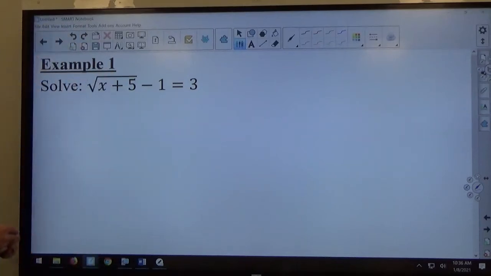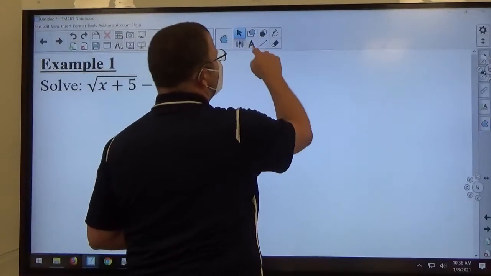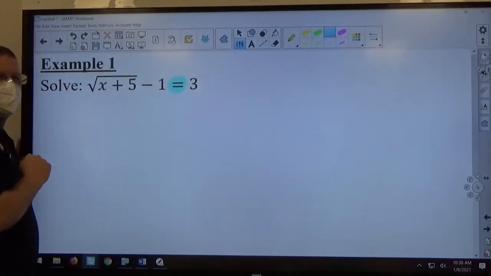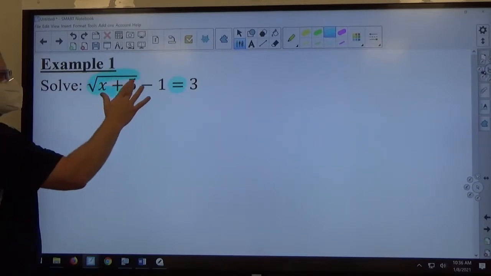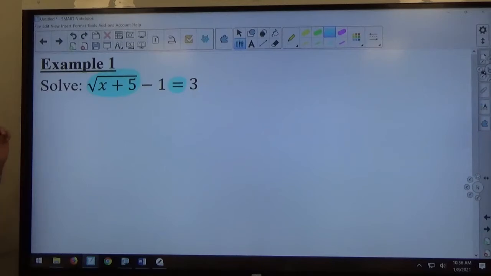So today's assignment involves solving radical equations and word problems involving radical equations. In example 1, we're supposed to solve the square root of x plus 5 minus 1 equals 3. First thing I want to bring to your attention is the characteristics of a radical equation, so you can recognize what they are. First of all, you see an equal sign, it makes an equation every single time. And since we have a radical expression containing x, this is considered a radical equation.